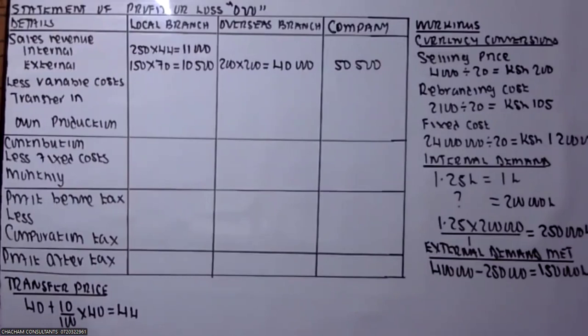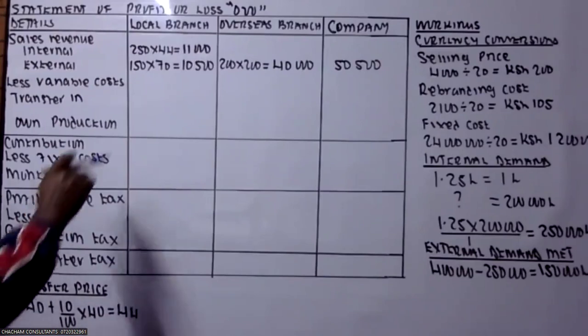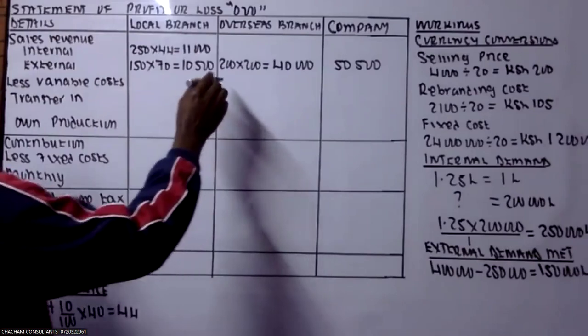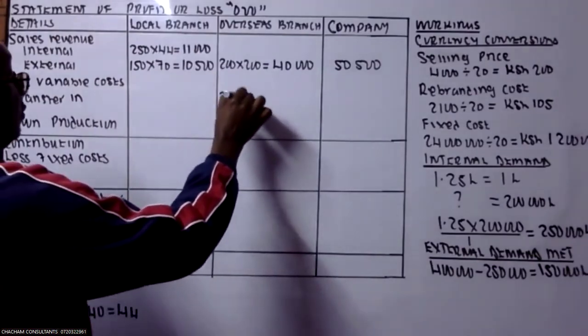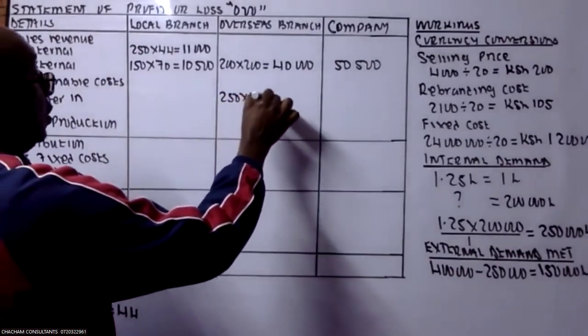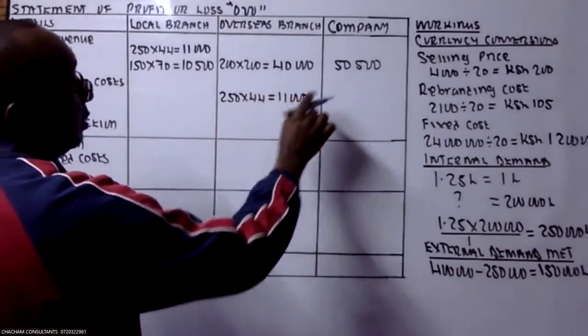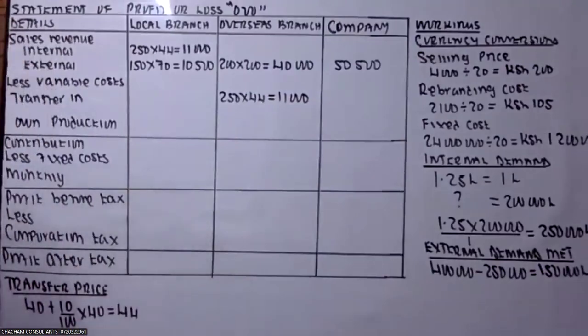Remember, the internal does not go to the company. So internal itakuja hapa. Hapa ndio kuna hii 250 at 44 which is 11,000. Lakini haiendi huko.